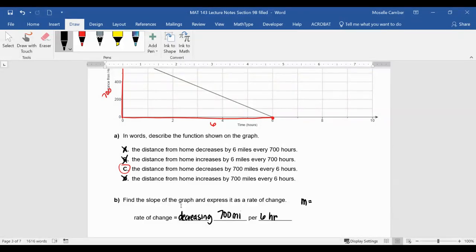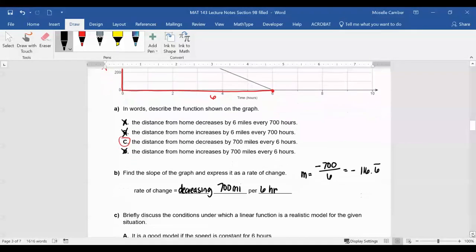So the decreasing means it's going to be negative. 700 miles is our rise, and 6 hours is our run. So then we do negative 700 divided by 6, and we get a negative 116.6 repeated. And that would be our slope for this one.